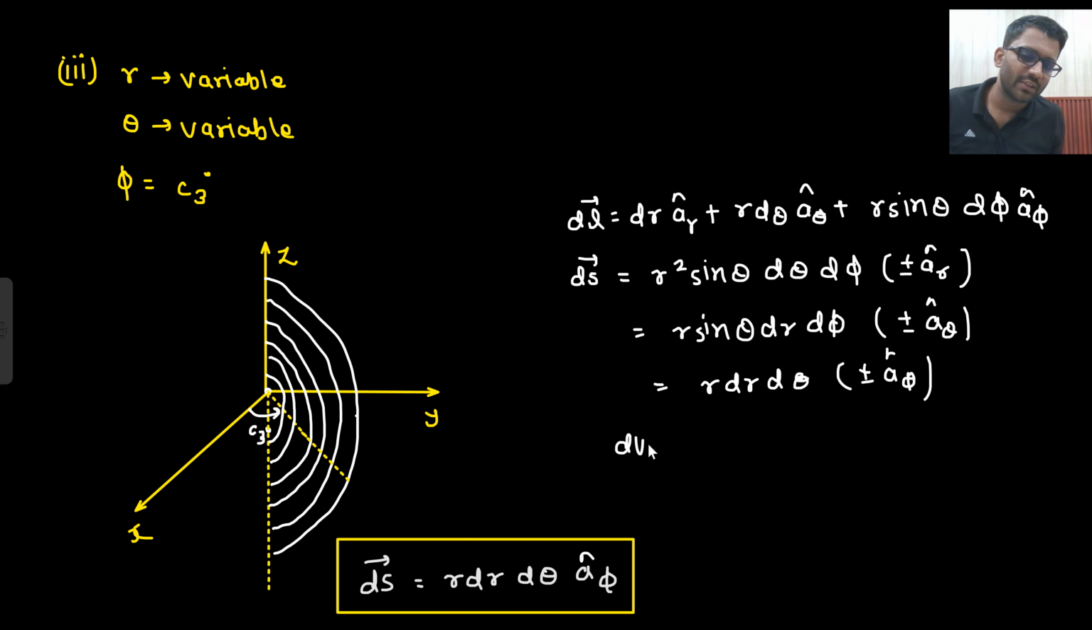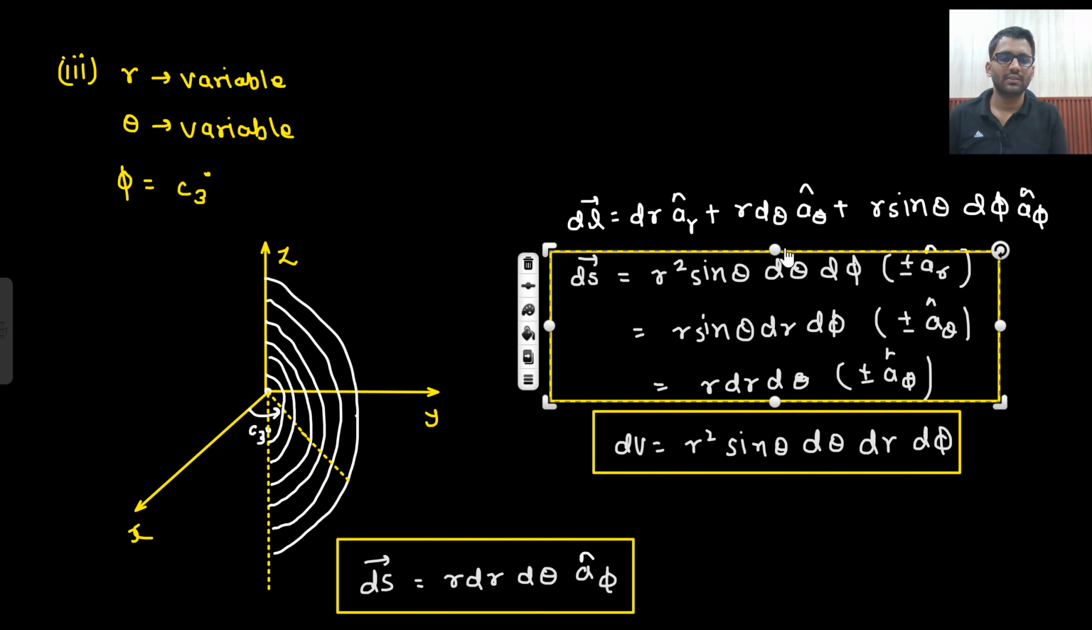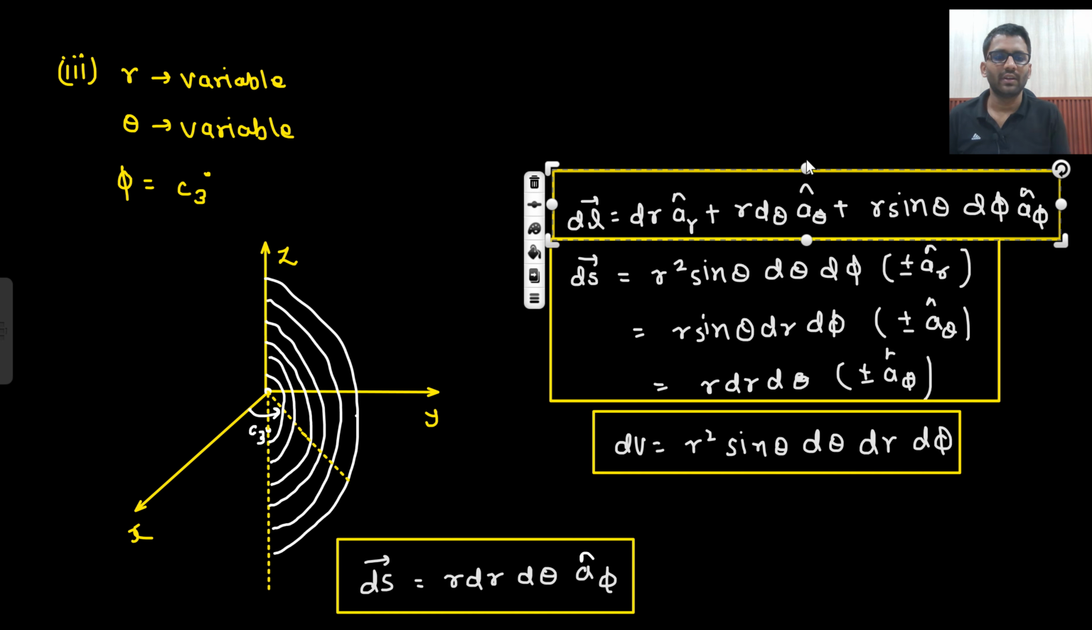And what will be the differential volume? So dr, r d theta, r sin theta d phi. So it will be r square sin theta dr d theta d phi. So that's it. This is the differential volume. These are the surface areas, and this is your differential length. Okay. So that's it about our coordinate system.